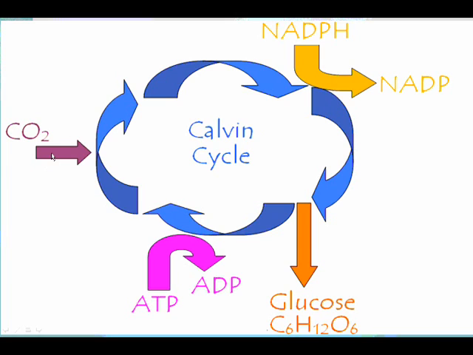Carbon dioxide goes in, glucose comes out. In order for that to happen, we take the hydrogens off of the NADPH to make NADP, and we take the energy off of ATP, and then it becomes ADP. There are lots of steps in the Calvin cycle that are not really necessary for you to know at this time. This is a good diagram that illustrates the necessities of the Calvin cycle.